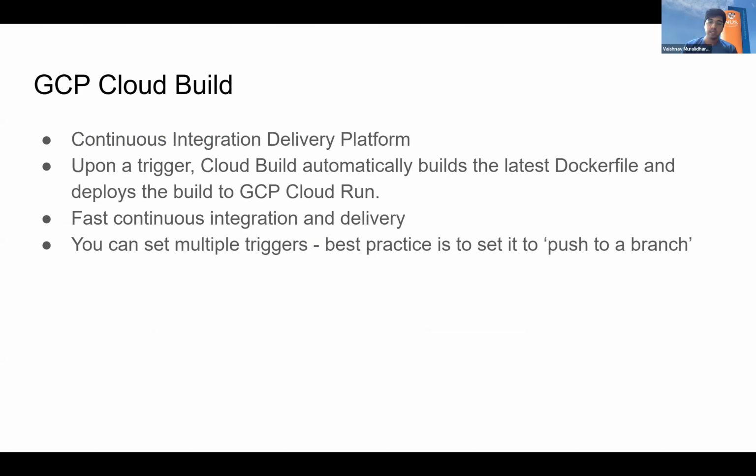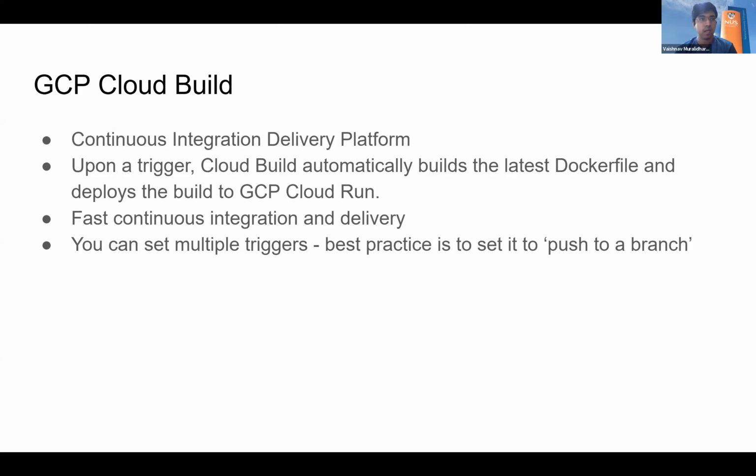Cloud Build is basically a continuous integration and delivery platform. What this means is that there are two things: one is integration and the second is delivery. Integration, in the context of Cloud Build, runs essentially on Docker. It takes the latest Dockerfile and runs all the steps on how to build the image and builds a running container. The latest container is then deployed to GCP Cloud Run.